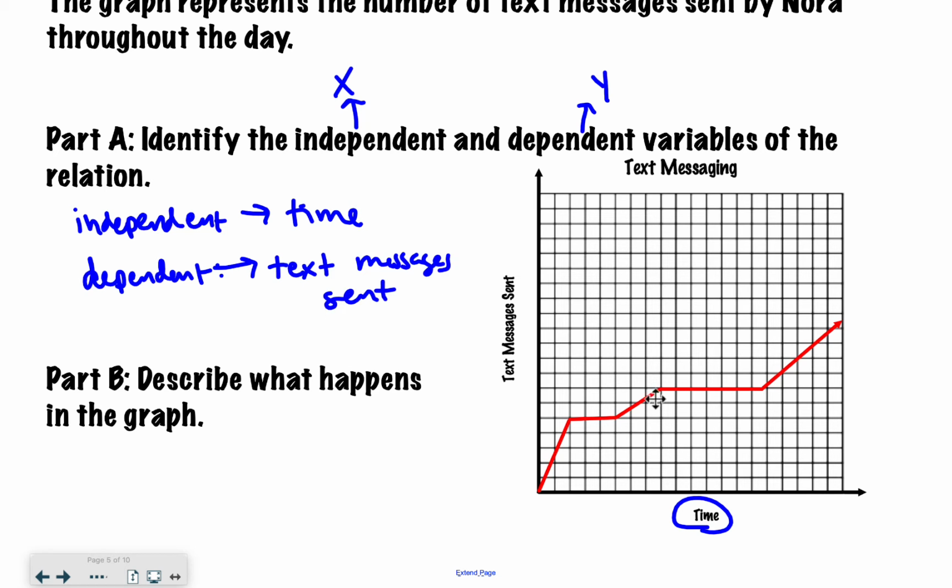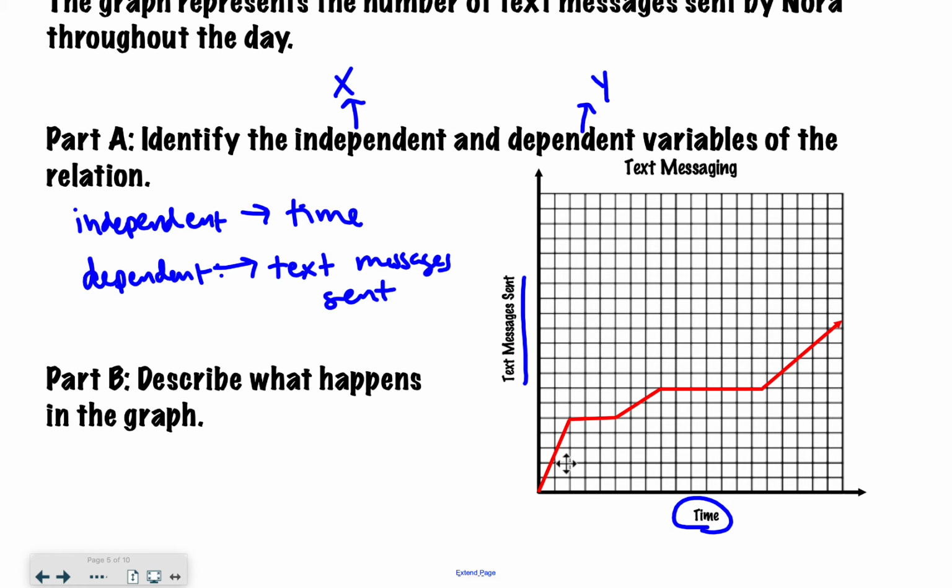Sometimes I'll have students try to just write independent x, dependent y, and while you'll get partial credit, you won't get full credit unless you write the actual labels for your x and y axes. So make sure you take the time to write what the labels are. So the independent variable here is time, dependent is how many messages are sent. All right, so now let's practice describing what happens in this graph.